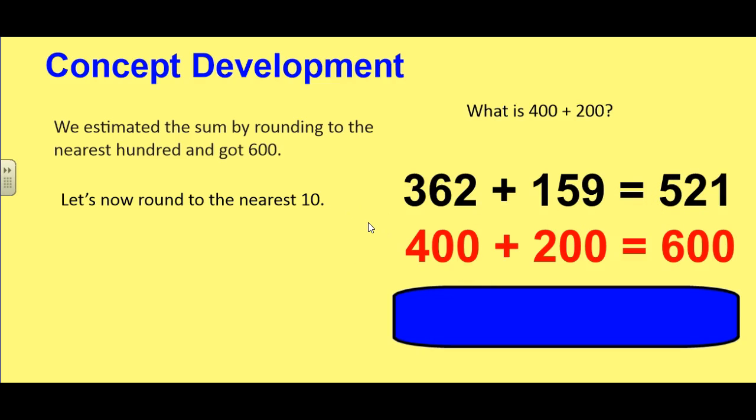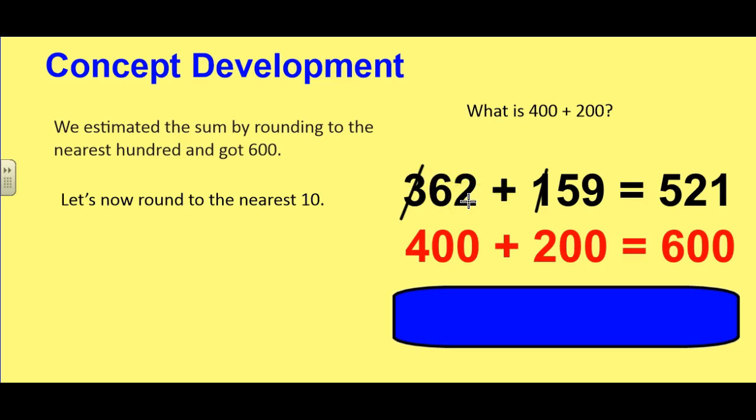So on your piece of paper, just somewhere around here, I want you to round 362 to the nearest 10. So since we're looking at the nearest 10, sometimes it's easier just to mark out what's in the hundreds place and just look at the tens place. So let's just say we're looking at 62.